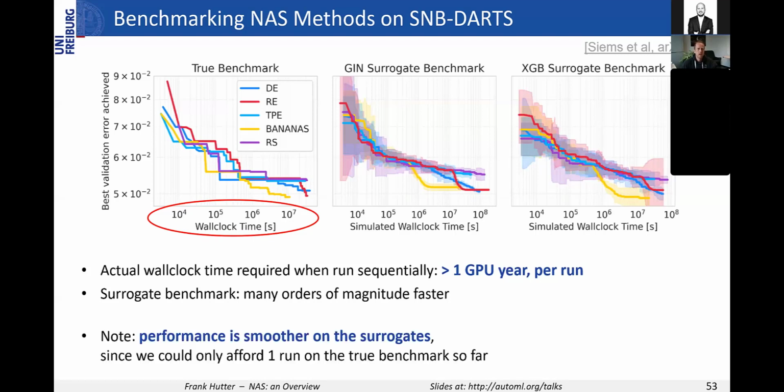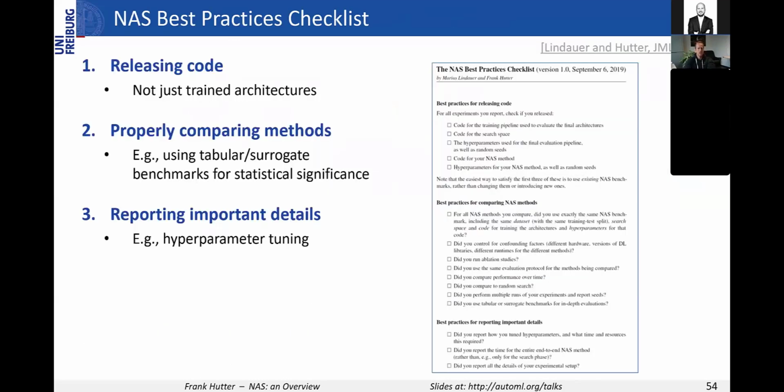So you can now actually do benchmarking on these large spaces by building a surrogate benchmark for these large spaces, and then you can compare arbitrary methods on there. So wrapping up this part, we also came up with a NAS best practices checklist together with Marius.